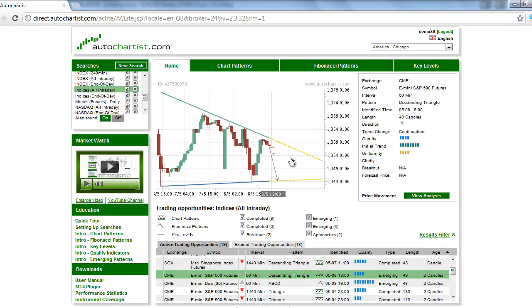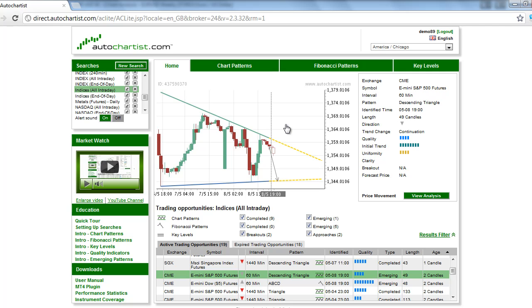Now the E-mini S&P 500 futures contract recently completed a downtrending resistance line and is in the process of creating an emerging descending triangle chart pattern. You can see this is a descending triangle pattern because we have a diagonal resistance top and we have a relatively flat bottom.